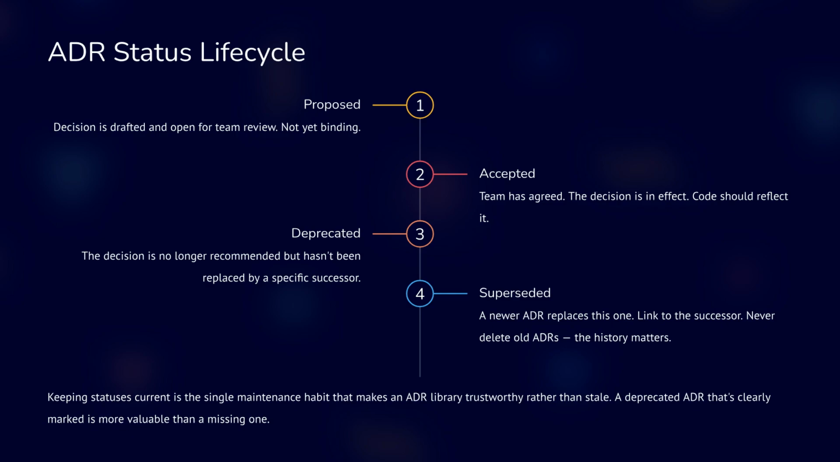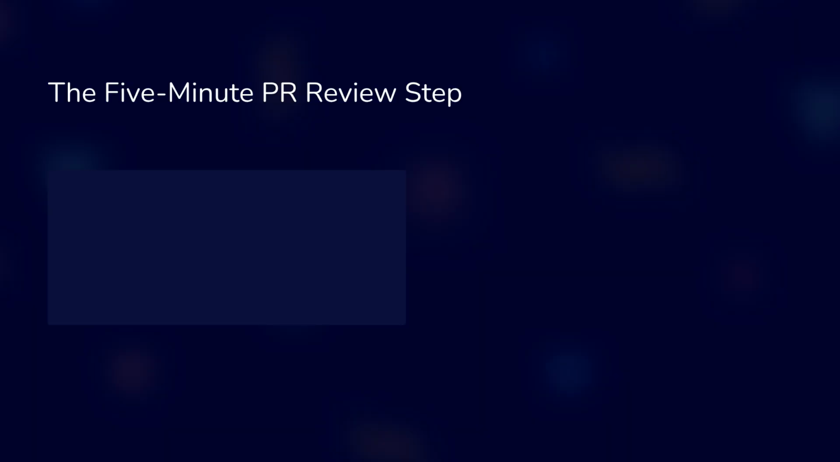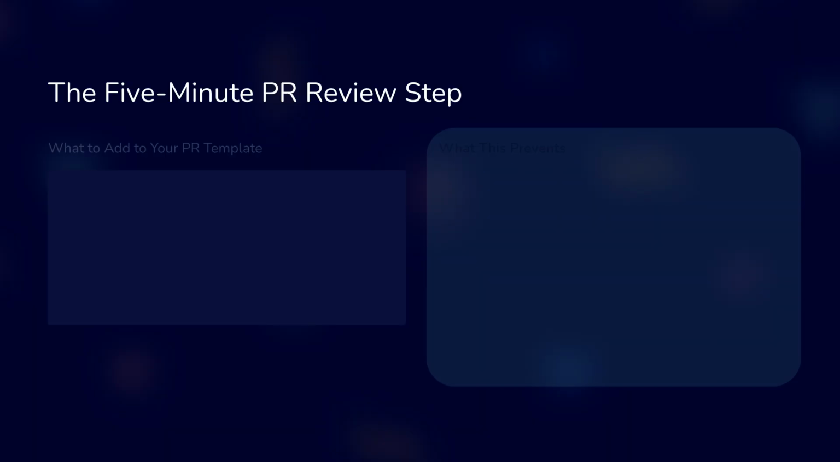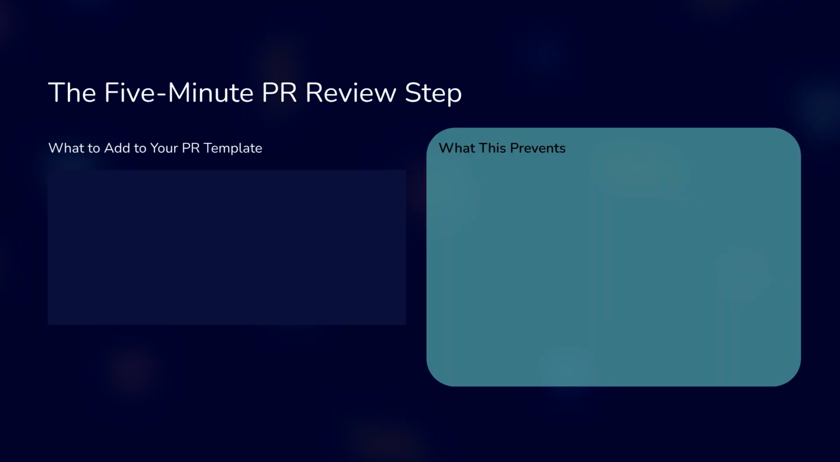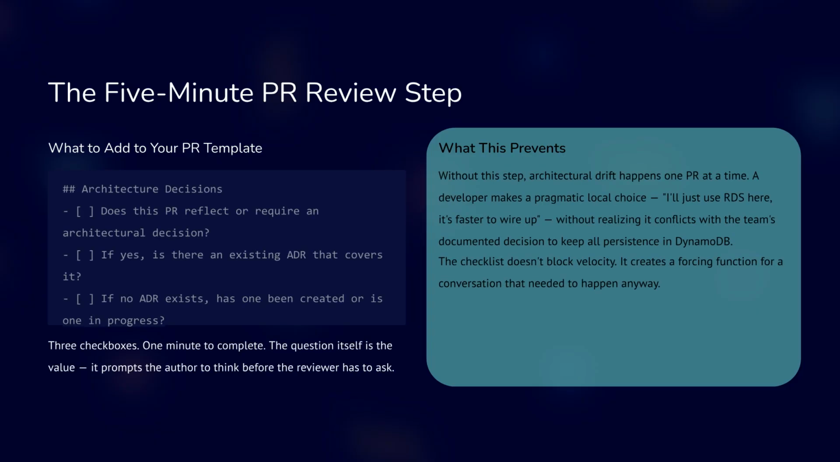Decisions can become deprecated, meaning they are no longer recommended, or superseded when a newer ADR replaces them. Never delete old ADRs. The history is important. A 5-minute PR review step prevents architectural drift. Adding a quick checklist to your PR template, asking if the change reflects or requires an architectural decision, forces a necessary conversation. This process creates a forcing function for clarity without blocking velocity.